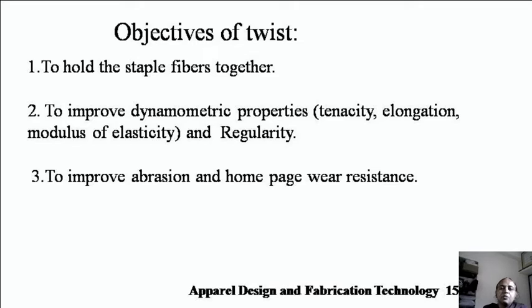What are the objectives of the twist? First, to hold the staple fibers together. The main objective of the twist is to hold the staple fibers together to form a continuous yarn. Second, to improve dynamometric properties like tenacity, elongation, modulus of elasticity and regularity. Third, to improve abrasion and wear resistance.